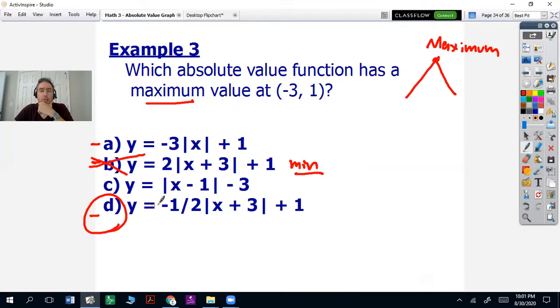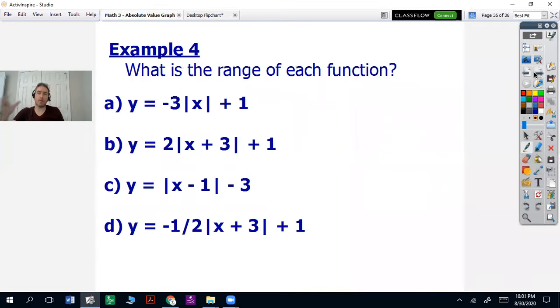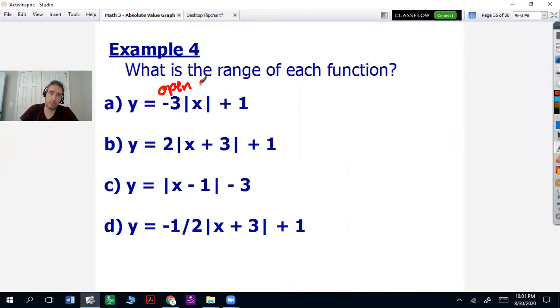And then finally, to recap it, I want to just go over range one more time since we hit that up a little bit earlier. If I have 4 functions here, these are the same answer choices as before. I want to talk about what is the range of each function. First thing you want to do is visualize that graph. So if it's got a negative, it's going to open down. If it's got a positive leading number, it's going to open up. So this would be an open up. And then this has a negative, so it'll open down.